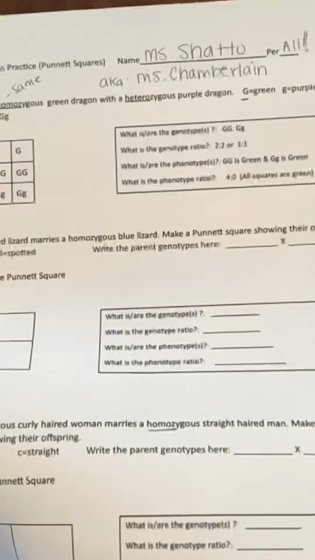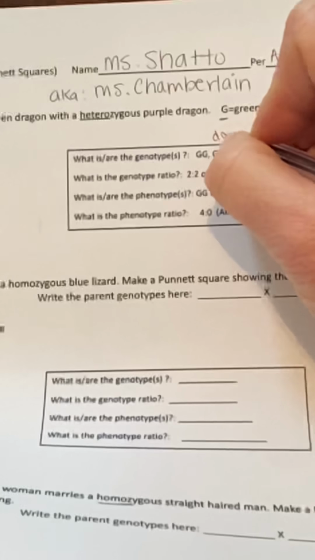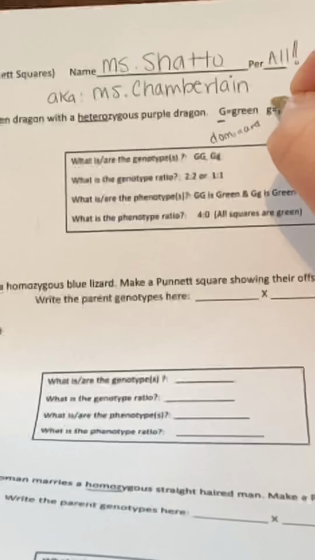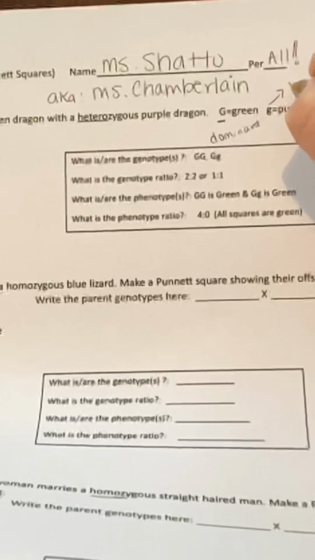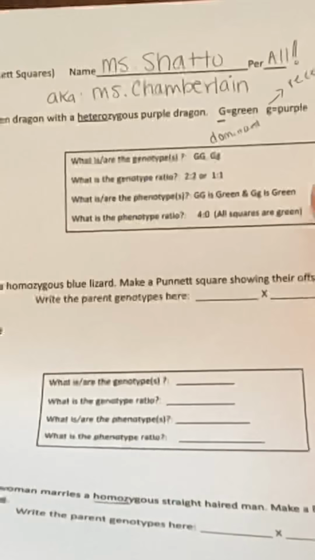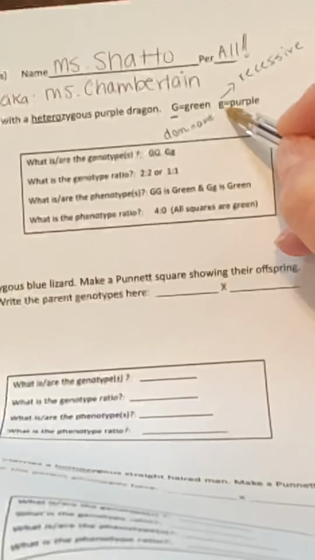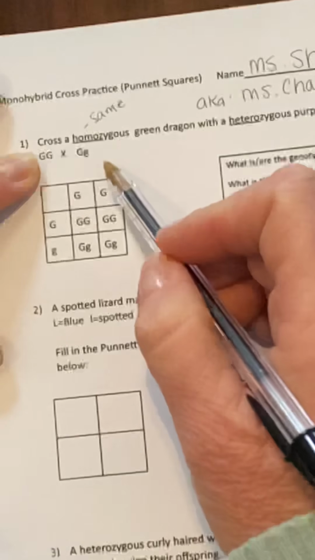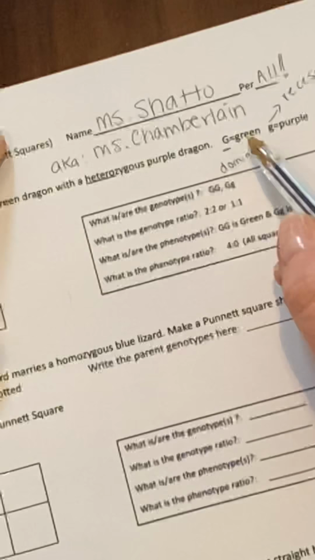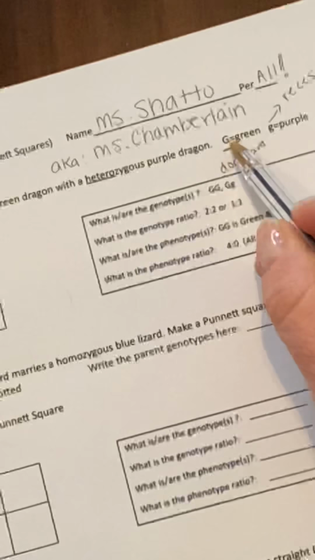Let me blow this up a little bit. It shows us that this is dominant here. And then this lowercase g indicates that it's recessive. This information was given to you, so you have no choice but to take it. It's recessive because it's lowercase g. So if I have a homozygous green, this is what's green, right? Big G. Homo means same, so that means I've got two G's.